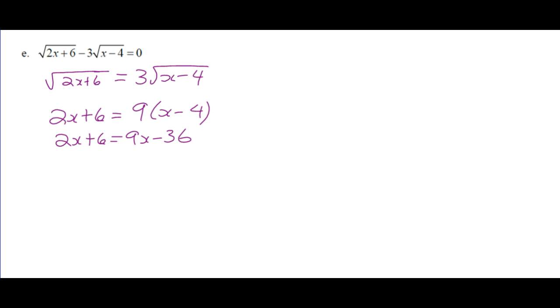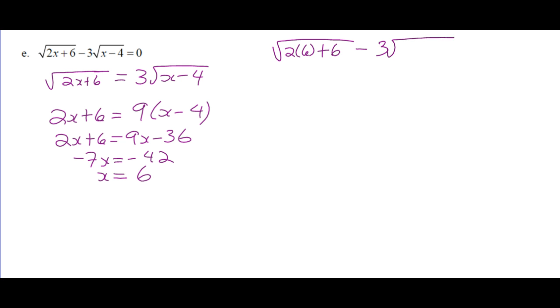I can move that. Negative 7x is equal to negative 42. x is equal to 6. I think x is 6. Let's check this. 2 times 6 plus 6 minus 3 root 6 plus 4 equals 0. Since the right side is just 0, I can do it with a question mark thing.